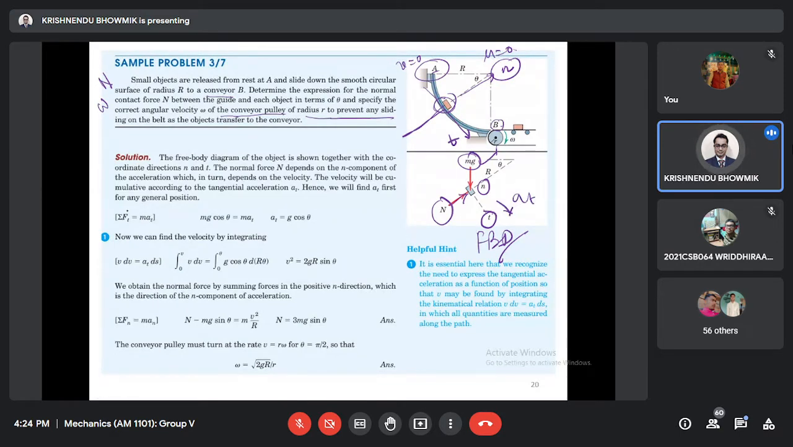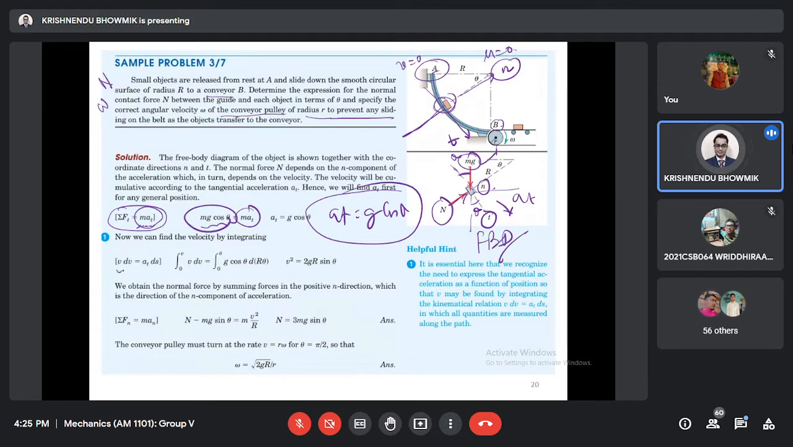Now, if somebody wants to write the equation of motion along the tangent direction, summation Ft equal to mat. So if this is theta, then this is theta, this is also theta. So along t direction, it is mg cosine theta, as this is theta, mg cosine theta equal to mat, at equal to g cosine theta.